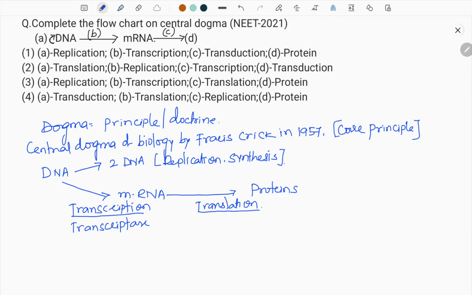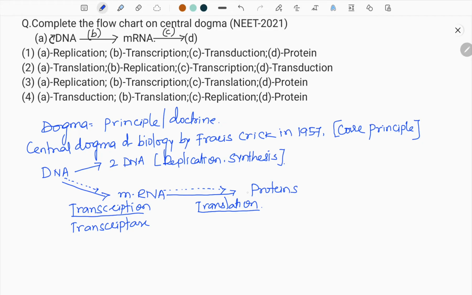It is understood as a unidirectional flow of genetic information from DNA to mRNA and from mRNA to proteins. So this information which is flowing from DNA to mRNA, mRNA to proteins, is usually irreversible. It is not reversible except in some cases.